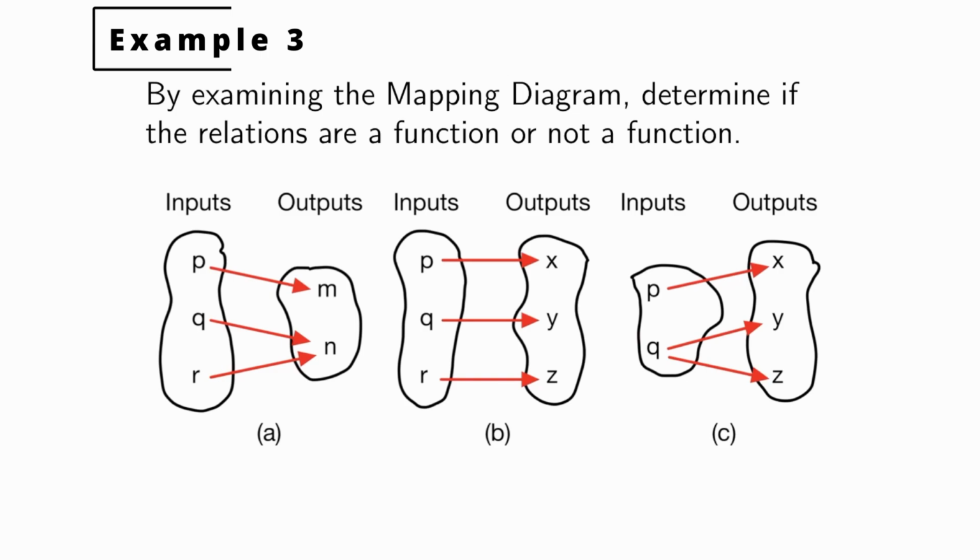If we look at this, P is assigned to M, Q is assigned to N, and R is assigned to N. That's fine. Different inputs can be assigned to the same output, but you can't have it the other way around. So this one is a function. For B, each input gets its own output, so that is also a function. And finally, for the last one, you'll notice that the input Q is assigned to both Y and Z, which cannot be a function. The same one input cannot be assigned to multiple outputs.